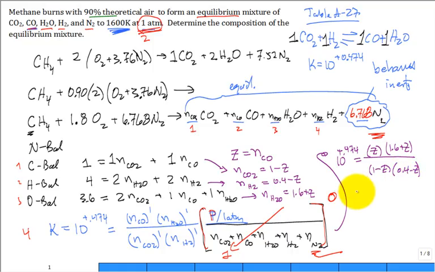If you solve for Z, you find out that Z gives you the number of moles of carbon monoxide. It's 0.2236, which gives you the number of moles of carbon dioxide, 0.7764. And then you get the number of moles of water, H2O, 1.824. And then the number of moles of H2, hydrogen, is 0.1764. And the number of moles of N2, don't forget the inert gas, 6.768.